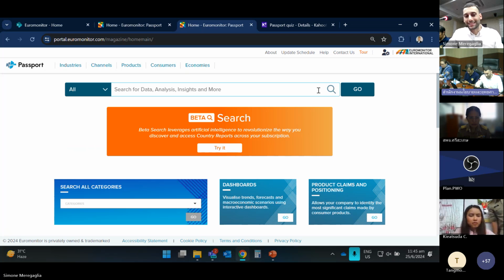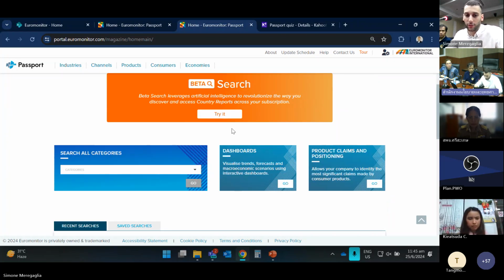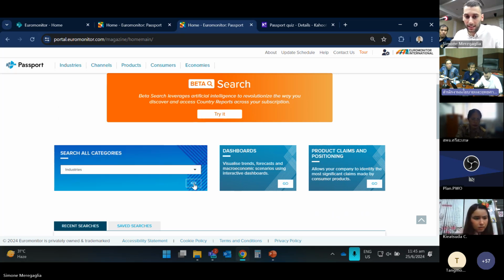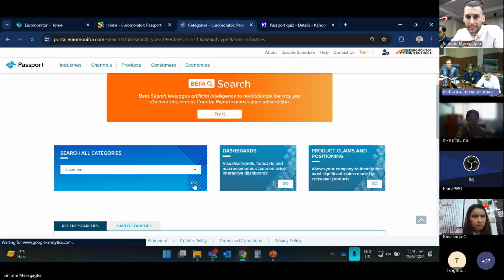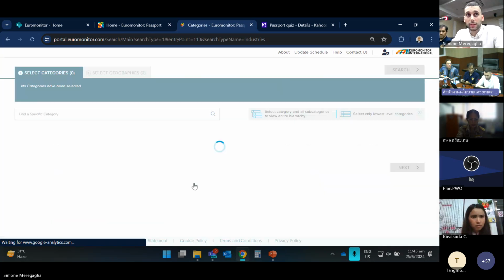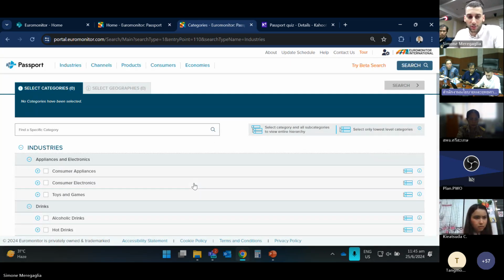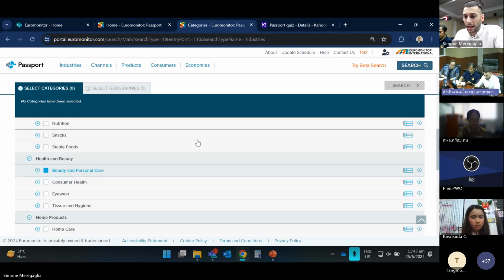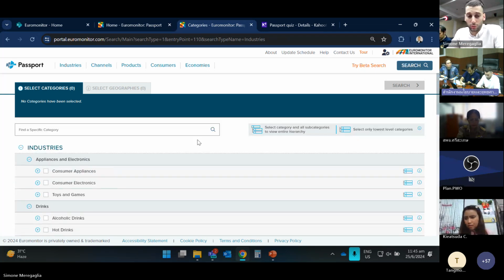If you don't really know exactly which keyword to use, it's okay. You can search from the tree of information. This is the most important part of today's training. To search for data, you click on search all categories, click here, click on industries, and then click on go. This one will bring you to the tree of all information that you have access to. And I'm pleased to tell you that MOC has access to all industries in our database.